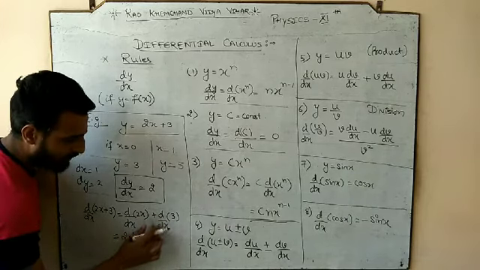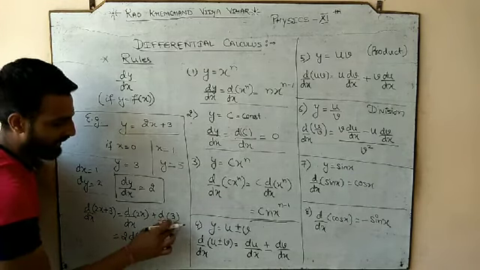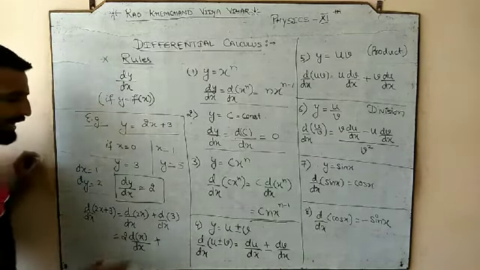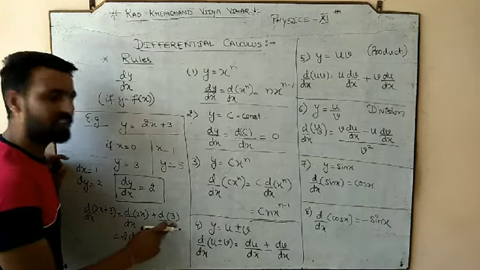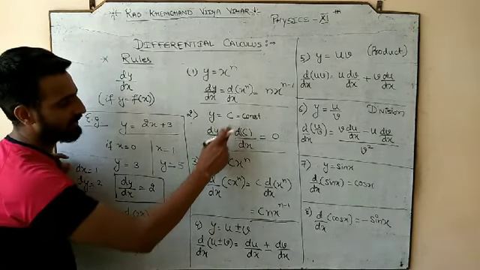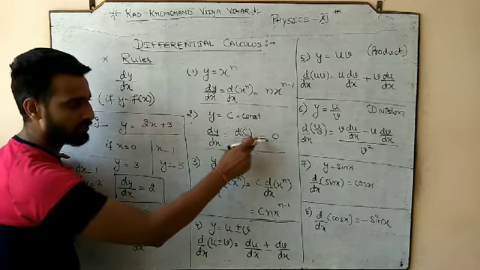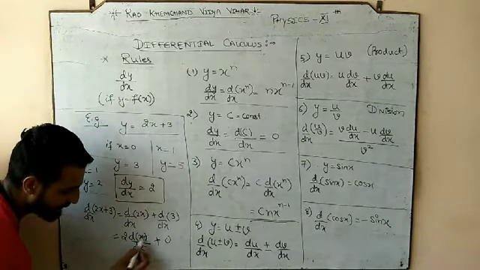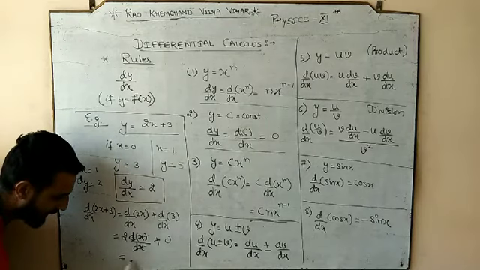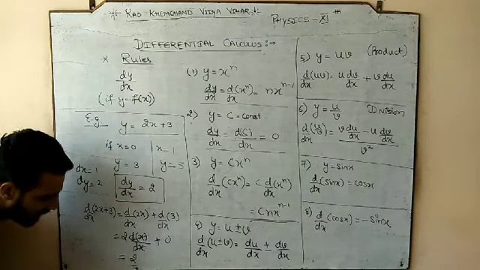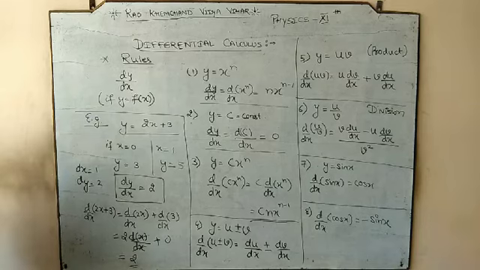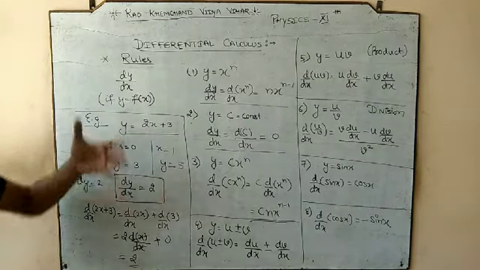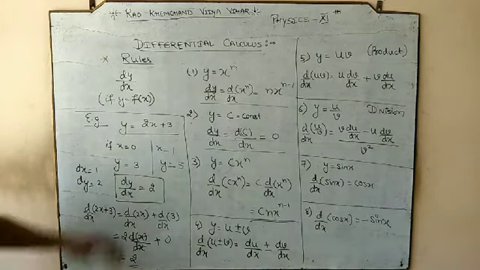Plus, what is d by dx here? 3. And what is 3? Constant. And it is single constant. ये constant अकेला है. And what is the differentiation of the constant with respect to x? It would be 0. dx cancel, you can say, and what is the answer? 2 plus 0, 2.